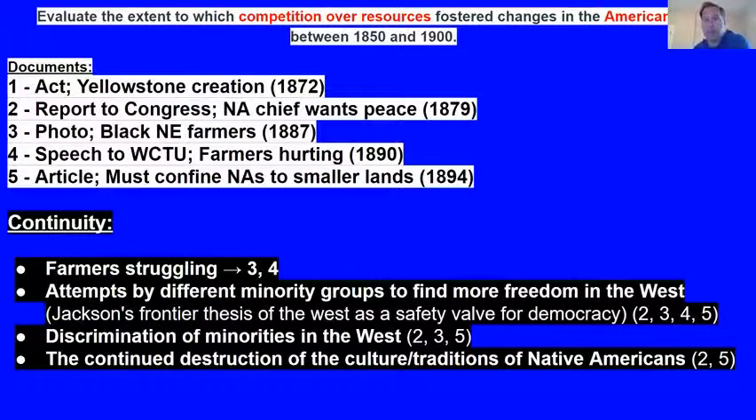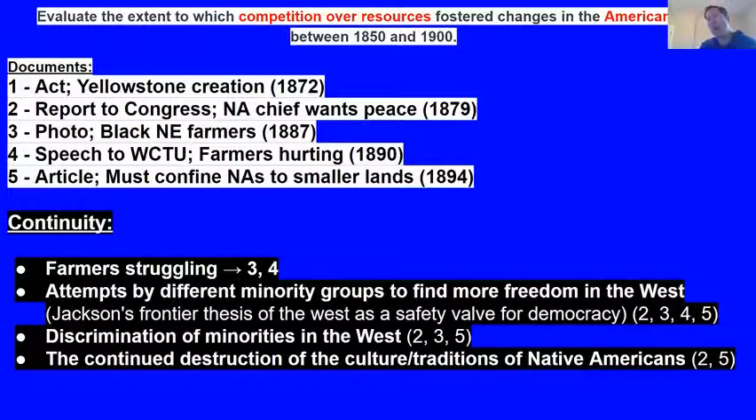So throughout this entire time period, you can make the argument that farmers were struggling, that different minority groups were attempting to find more freedom in the West. And this ties with Turner's frontier thesis, which a number of people used and was really great. I saw the opposite was kind of true too, that even though a lot of people were pursuing greater economic opportunities and more political freedoms in the West, the policies in the West oftentimes still discriminated against minorities, specifically Native Americans, and then we could even pull in outside evidence like the Chinese Exclusion Act if we wanted to. And then, of course, continued destruction of Native American culture. That was the most common continuity that I saw.